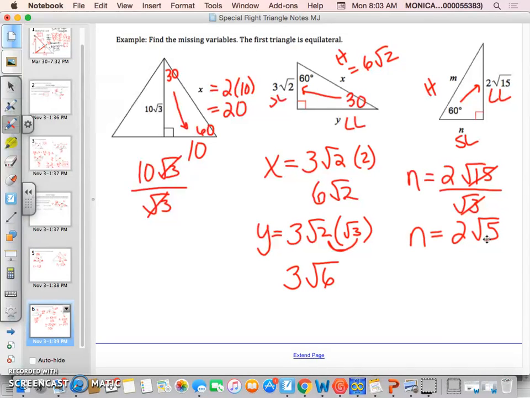Well, now I can take that and multiply it by 2 to get my hypotenuse. So my hypotenuse, m, is equal to the short side, which is 2 square root of 5 times 2. So that gives me 4 square root of 5. So that's my final solution for this one.